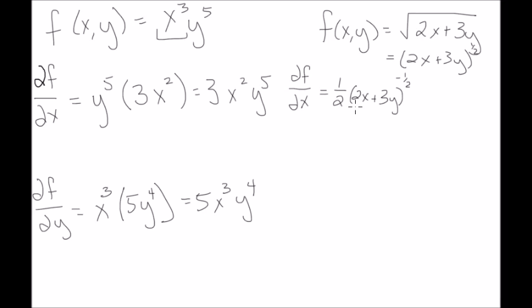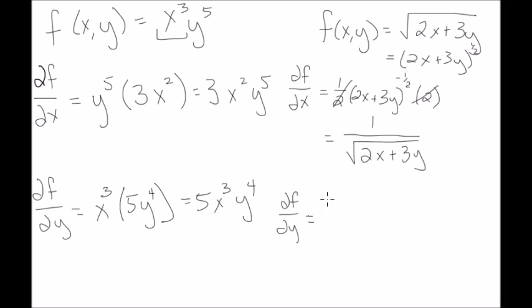And now I need to multiply this by the derivative with respect to x. I take the derivative of the 2x term. I get 2. I take the derivative of the 3y term with respect to x. We're treating y as a constant, so its derivative is 0. So that's just a 2 multiplied out front. My 1/2 and my 2 cancel each other out, and I'm left with 1 over the square root of 2x plus 3y.